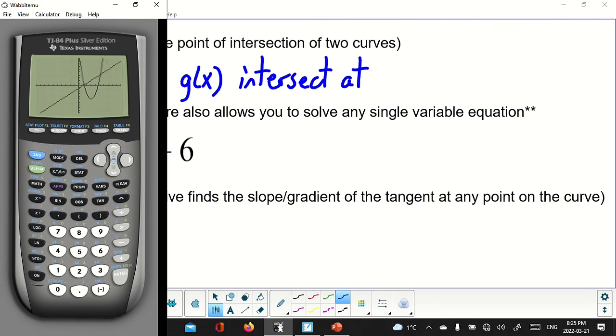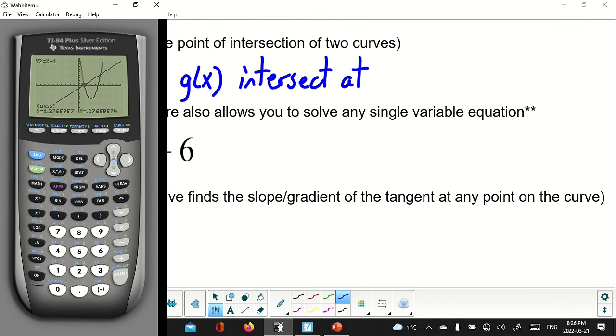To find the coordinates of those intersections, I press second trace to get to that same menu. I go down and I choose intersect. It's going to ask me a couple of questions. It says, is the first curve the one that's up top, the y1? I hit enter to say yes. And then it says, is the second curve the one up top that says y2? And yes, it is. There are only two curves, so it must work well here.